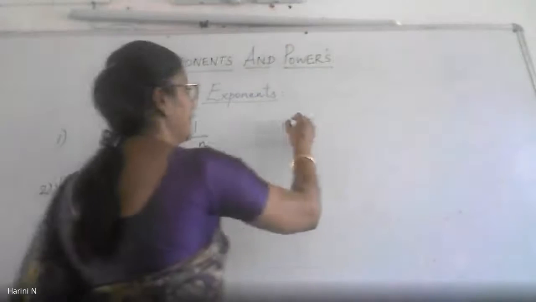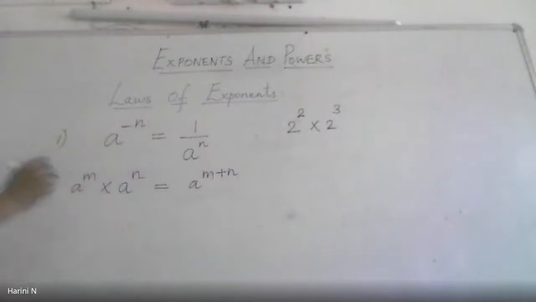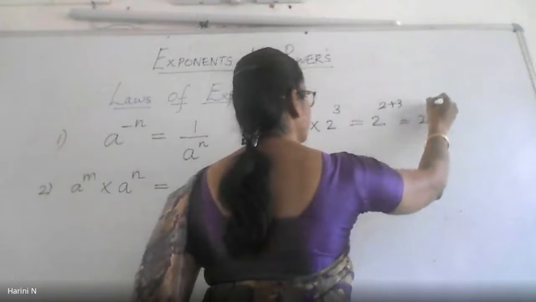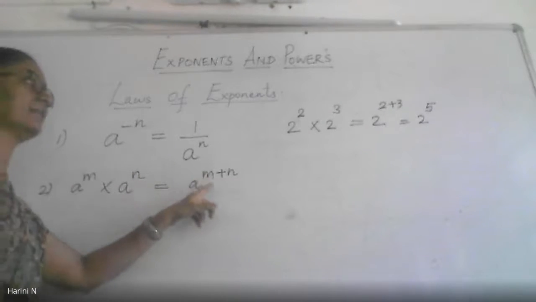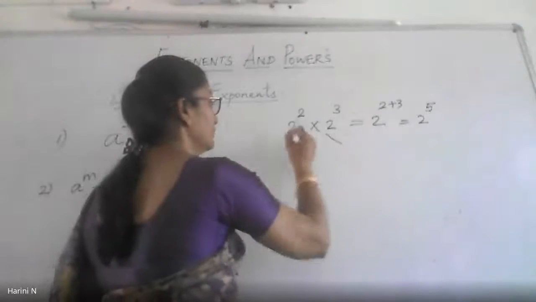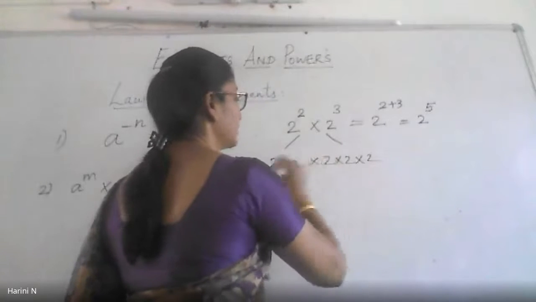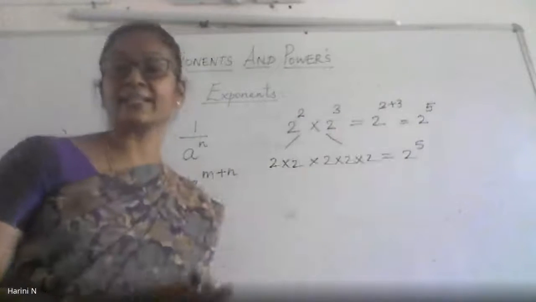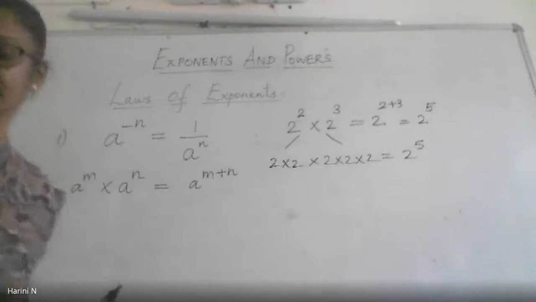Like for example, if I have 2 square into 2 cube, I can write this as 2 to the power 2 plus 3, which is 2 to the power 5. This is exactly what I am telling in this law. A to the power m into a to the power n will be equal to a to the power m plus n. You can expand this and see. 2 square means 2 into 2. 2 cube means it is 2 multiplied 3 times. So altogether, it becomes 2 multiplied 5 times. That's exactly what you are getting directly using your laws of exponents. Followed? So, that is the second law.